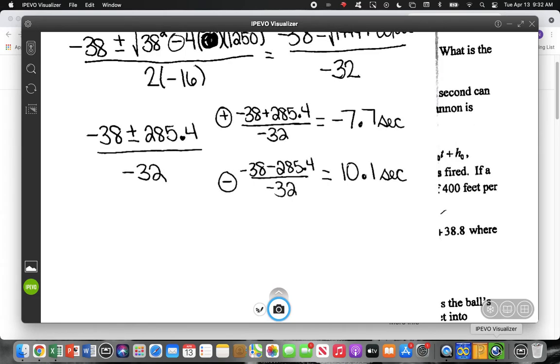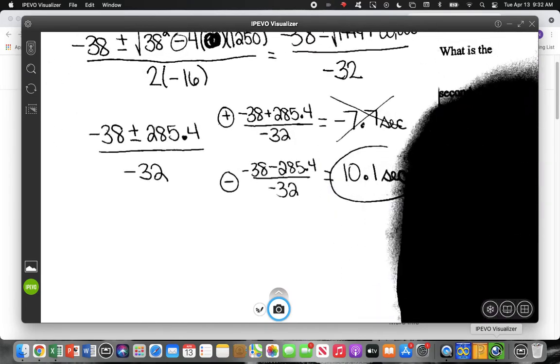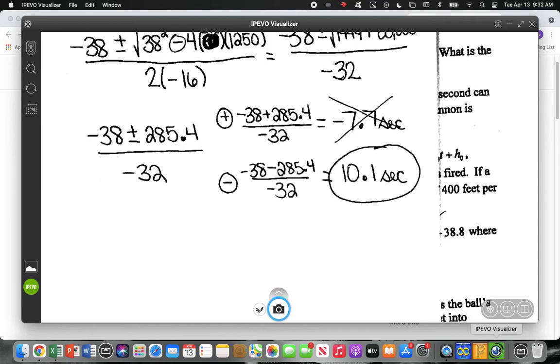You're not always going to accept two answers in a real life situation. The negative answer, there's no way we can have a negative time. So we're not going to worry about this answer. If the answer is talking about time, you can only have a positive time, you can only have a positive height.